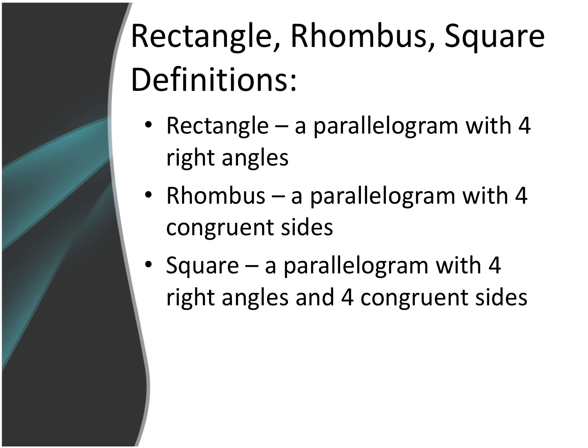A rectangle is a parallelogram with 4 right angles. A rhombus is a parallelogram with 4 congruent sides. And a square is a parallelogram with 4 right angles and 4 congruent sides. So what is this saying? This is saying they add up to each other.